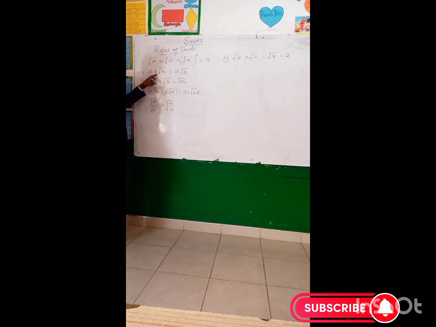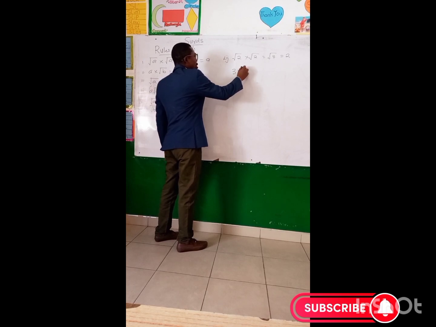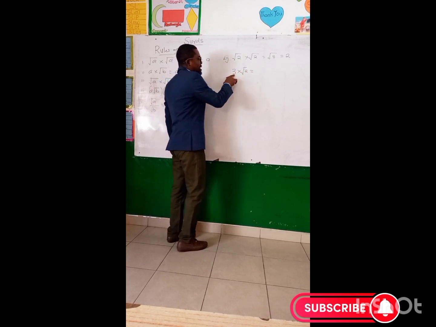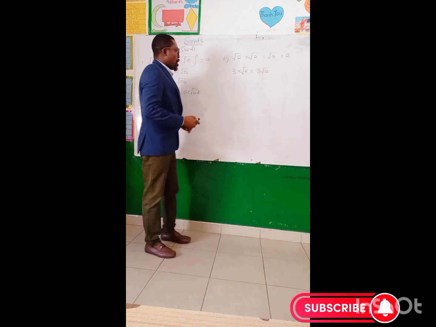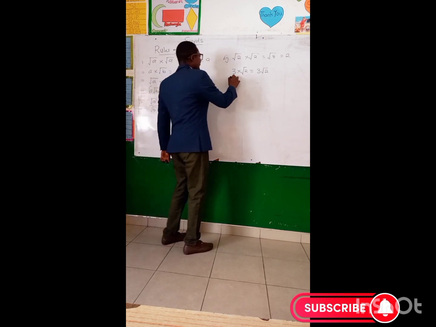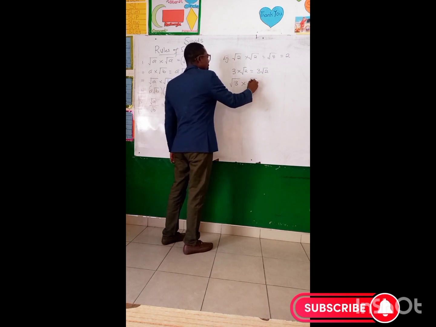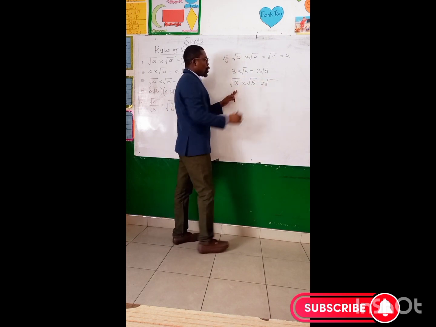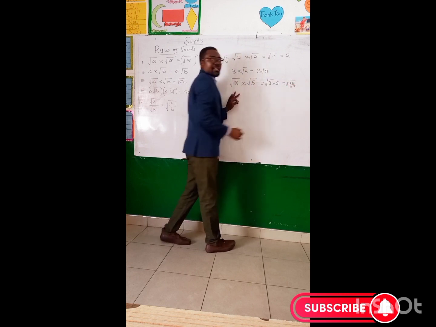Second, a times root b is equal to a root b. So if I have a number, let's say 3 multiplying root 2, this will now give me 3 root 2. Alright, let's also look at this. Root a times root b. Here the numbers are different. So the numbers will multiply under the root. So for instance, let me use root 3 times root 5. This is the same as root of 3 times 5. That will be root 15.